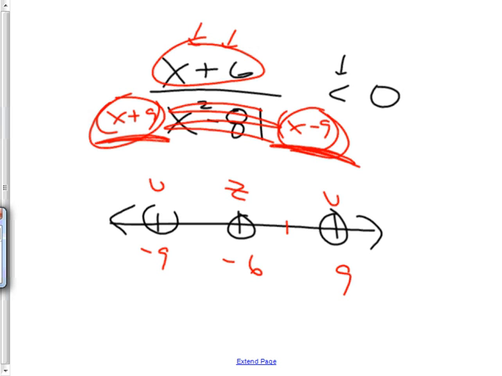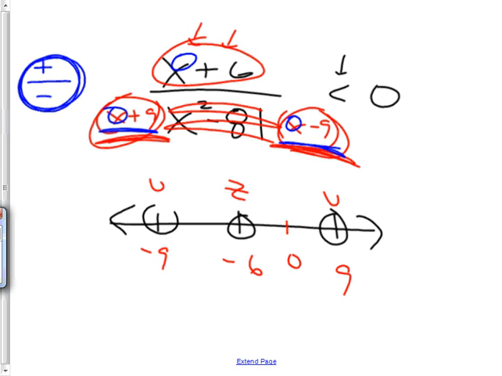My favorite number's in here, it's 0, because I can put in a 0 into the original or the factored one, either way, and it'll test really quick. That becomes 6, and that becomes -81. So it's a positive over a negative. If it's positive over negative, because this one's 9 and this one's -9 makes a total of -81, I have a negative. Is a negative less than 0? Yes, it is. So it works in there.